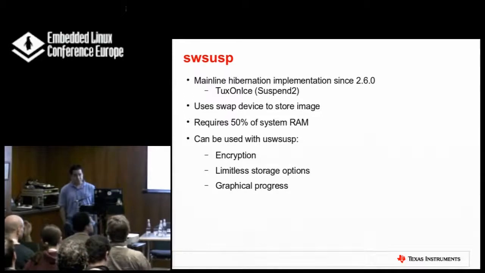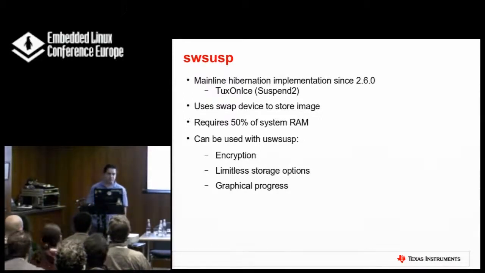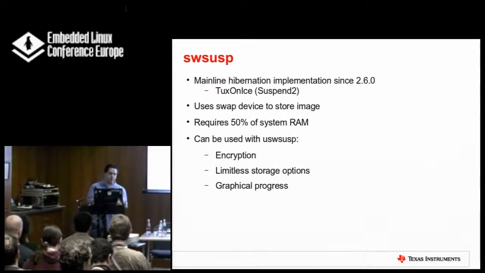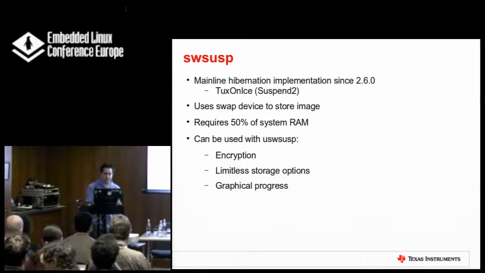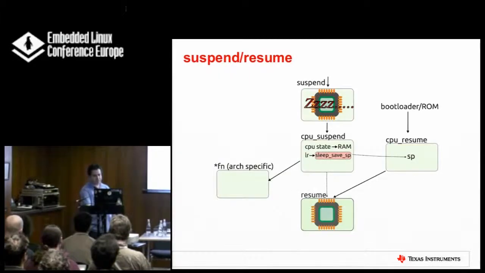And there's also this cool tool called uswsusp, which is a user space component where the kernel will make its image and pass it off to this user space component, and then the user space component can encrypt it, it can store it on the network, it can give you graphical progress, a whole bunch of stuff. So that's a pretty cool advantage of using swsuspend.